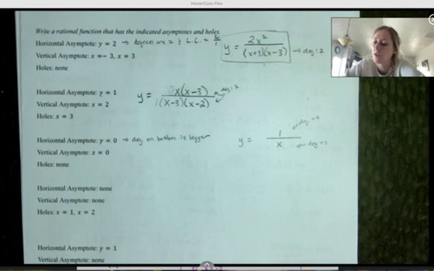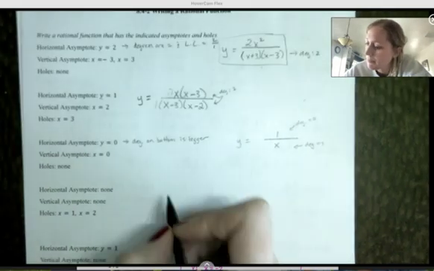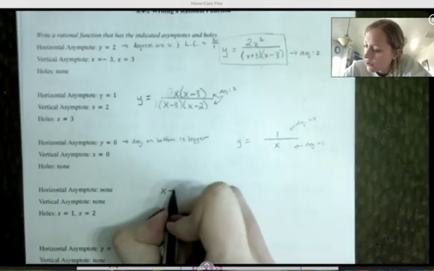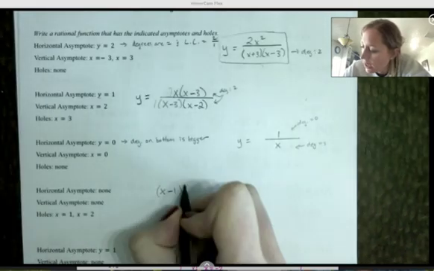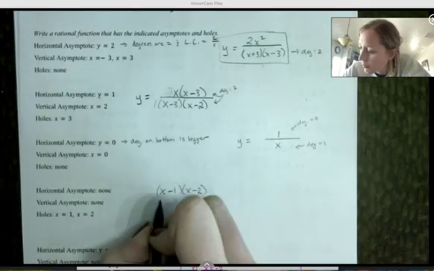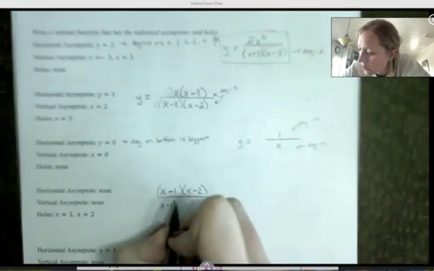No horizontal asymptotes, no vertical asymptotes. So nothing can make our denominator equal 0. The other thing I need is for it to be bigger on top. And we have a few holes. We have a hole at x equals 1 and x equals 2. So let's start with the holes. x minus 1 and x minus 2 are both in the numerator and the denominator.